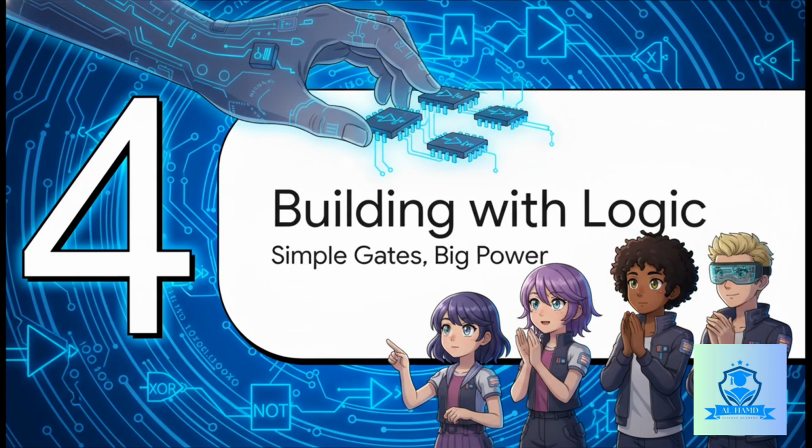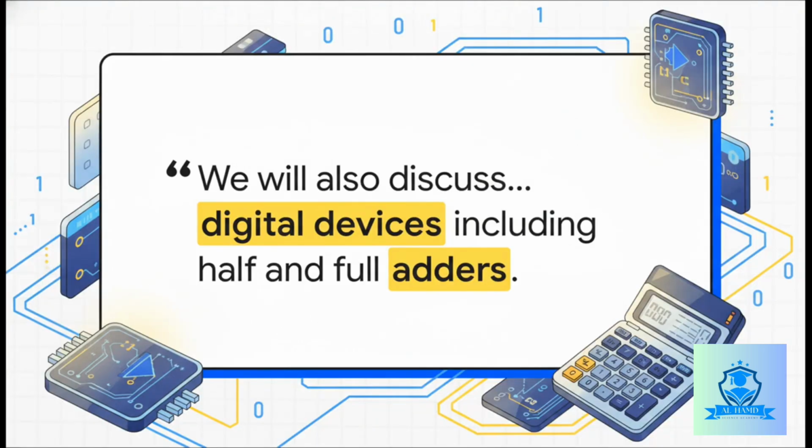Okay, now this is where it gets really cool. One little gate by itself can't do a whole lot. But what happens when you start linking them together? Well, welcome to Section 4, Building with Logic. So how do we combine these gates to do something actually useful? Well, our source text points us to the perfect example, building things called half and full adders. An adder is just a circuit that's designed to do one thing, and one thing only, addition.